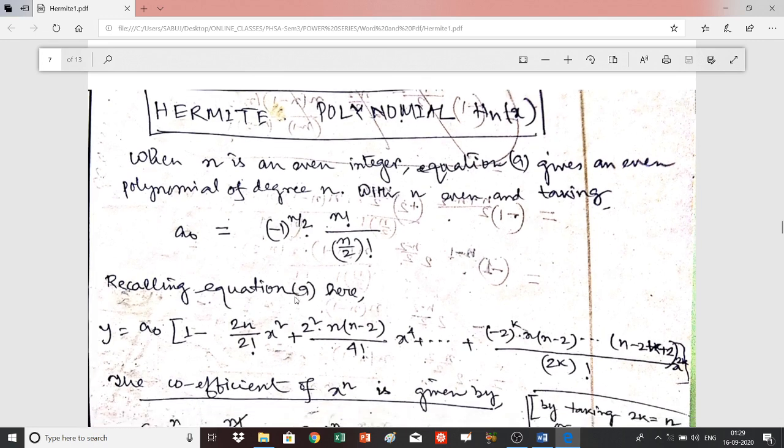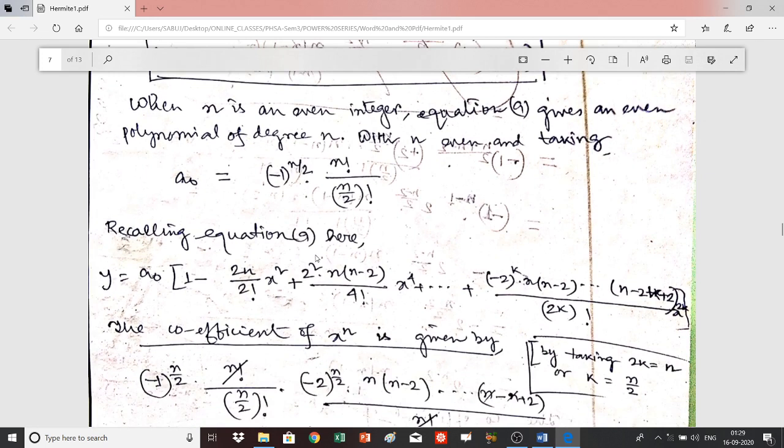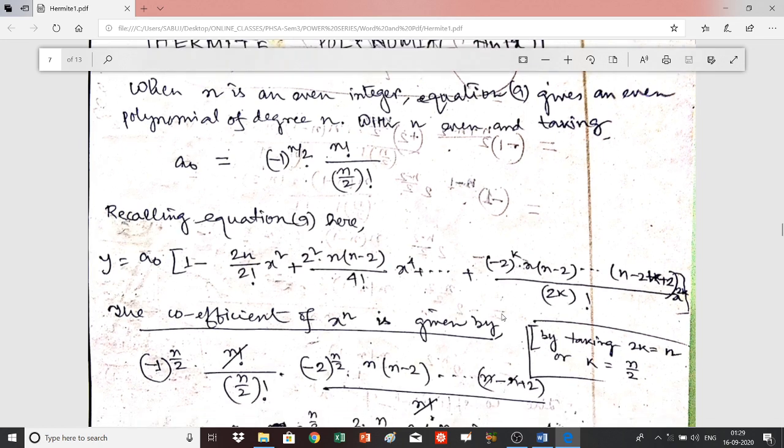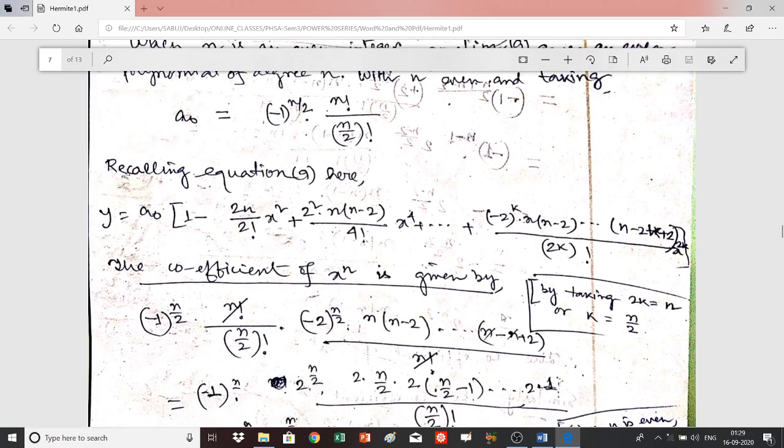And now recalling equation 9, that is the solution of the Hermite differential equation, y is equal to a0 into 2n by 2 factorial x square plus 2 square into n minus 2 by 2 factorial x to the power 4, and in this way the last term is this. Then the coefficient of x to the power n.